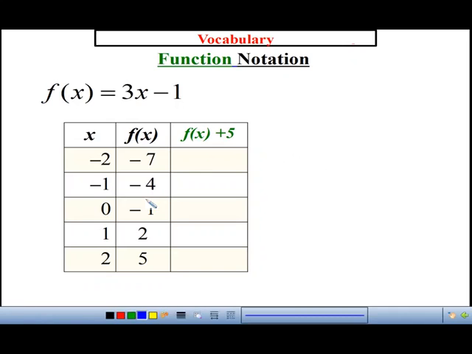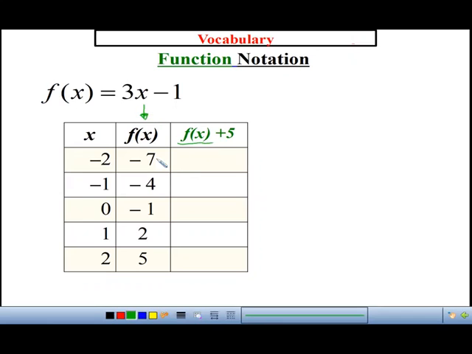So this was my original function, f of x equals 3x minus 1. And I got these as my domain, and my output was this, my function of x. But now they want me to do a transformation. Look up. They asked me to take the function of x and add 5 to that. Look up, please. Look at my table. Which one is f of x? Not this one, it's this one.